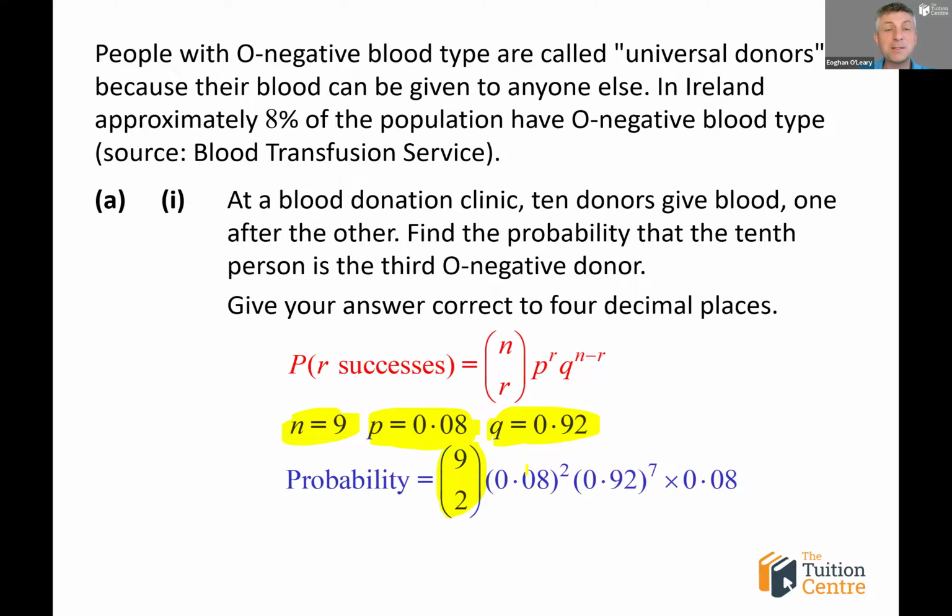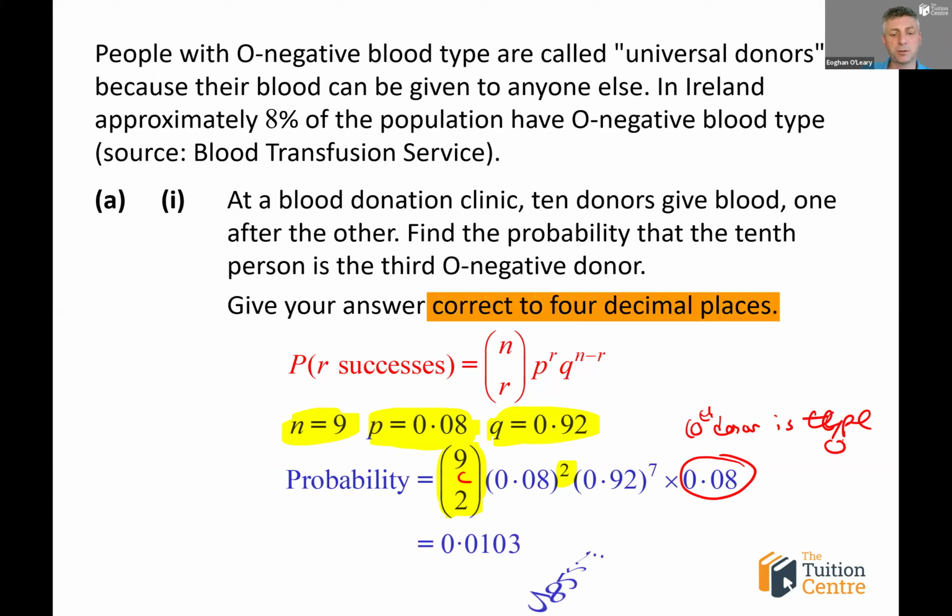The probability of exactly two successes is 9 choose 2 times 0.08 to the power 2 times 0.92 to the power 7. But then it's multiplied by this. This is the 10th donor is type O. The probability of that is 0.08. That gives us the exact thing that's described, and it turns out the answer is 0.0103. Okay, no need for subtraction there at all.